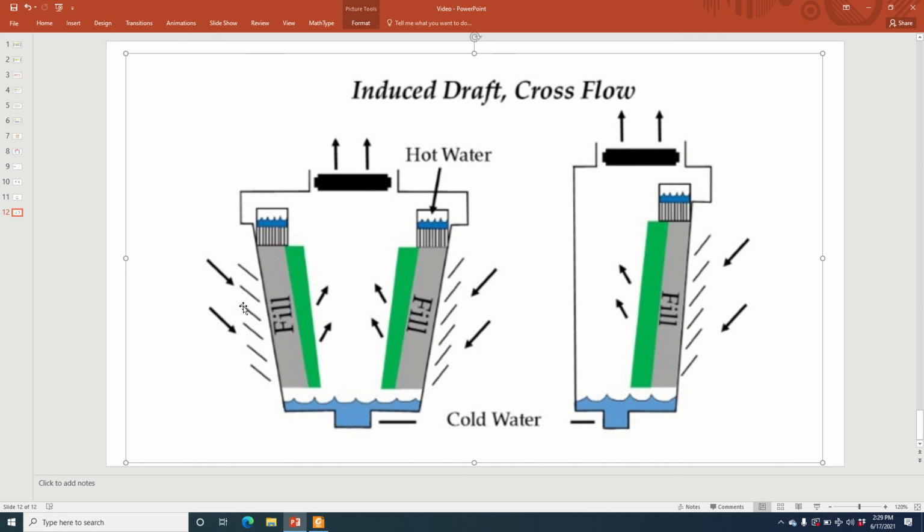Now if you concentrate on this figure, you can see the direction of flow of air is in the horizontal direction. It will move horizontally, whereas the water will move vertically. So that is why it is called cross flow. So after the heat is taken away from the hot water, the cold water is accumulated at the bottom, which is called the basin of the cooling tower.